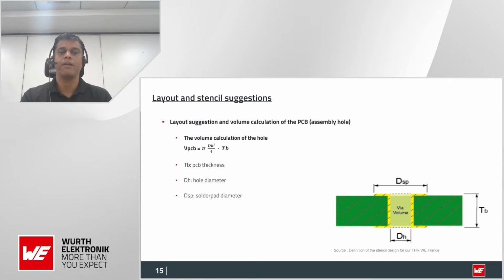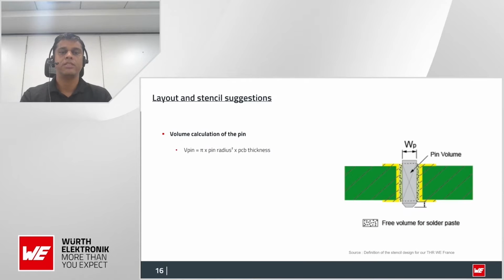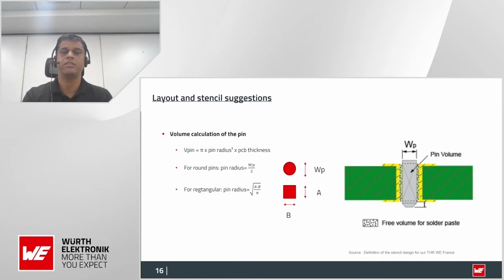If you see in the market, we have two types: the rounded pin and the square pin. For the rounded pin, we have to take something else, which we will discuss in the coming slides. The second thing is how to calculate the volume of the pin. We have the formula V_pin equals pi times pin radius squared times PCB thickness, giving the pin volume and the free volume. For the rounded pin, you need to consider WP divided by 2, and for square pins, you need to consider the square root of (A times B divided by pi). A and B are the pin dimensions, which you will normally find in the datasheet of the connector product you are using.